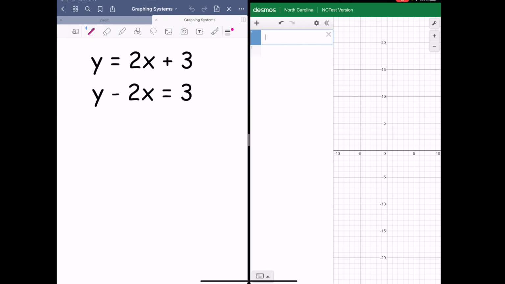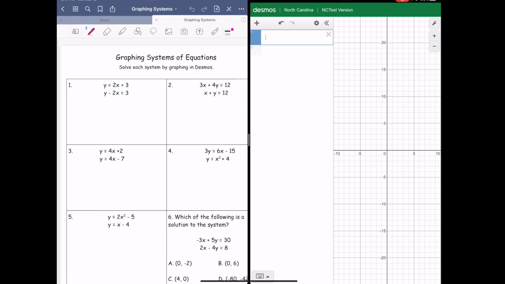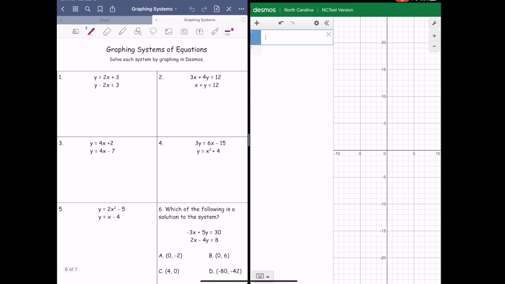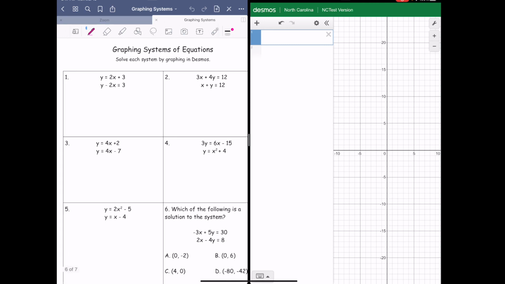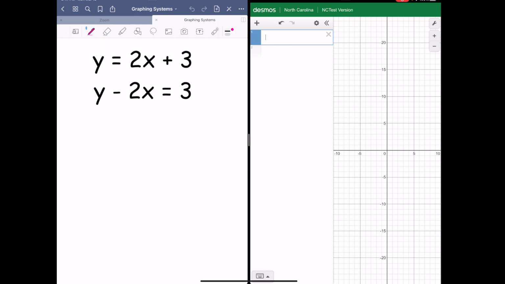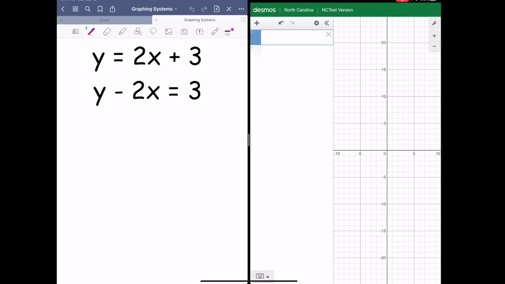In this video, we are graphing systems of equations. We're going to do some more examples, and we're going to use Desmos to graph these equations. So make sure that you have the Desmos NC test version pulled up. The regular Desmos that you type in may not be exactly what we need. This is the version that you will have on your final exam.